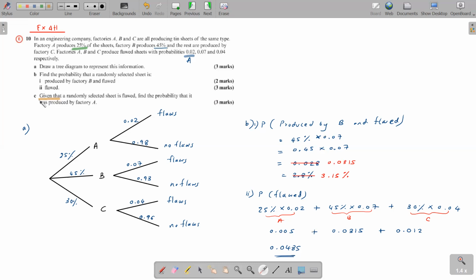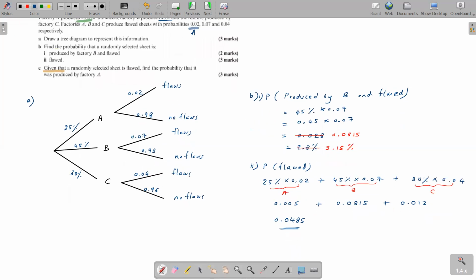So over here, given that a randomly selected sheet is flawed, which means what? I hope you guys remember how conditional probability works, right? So A given B, do you recall probability A given B? So I think we gave the rule, right? So guys, this is the conditional probability rule. Do you recall? We did this previously, and I explained to you how this works. Probability of A given B.